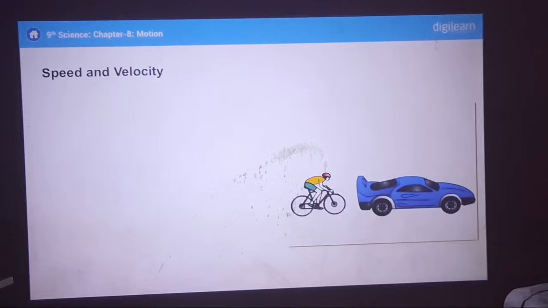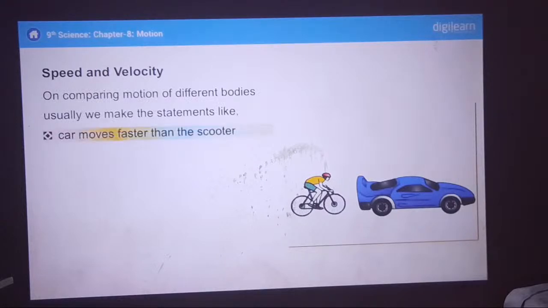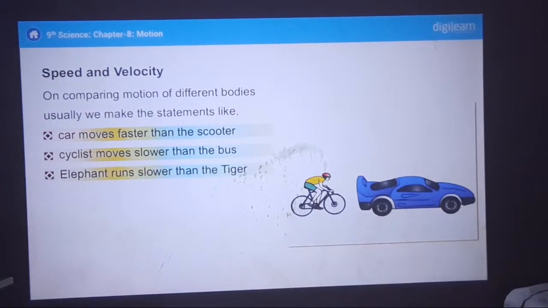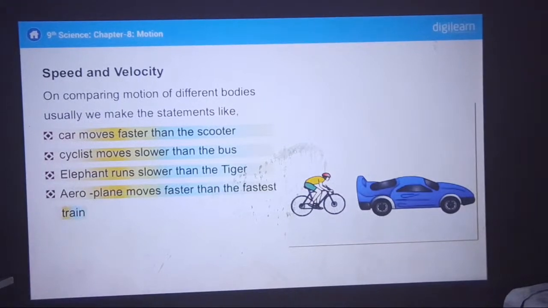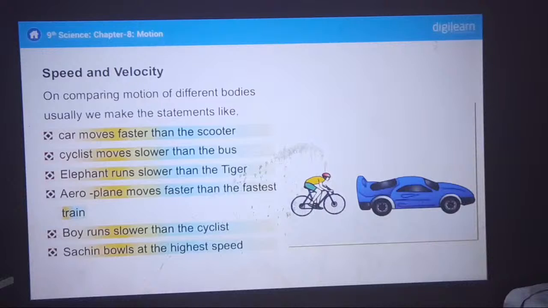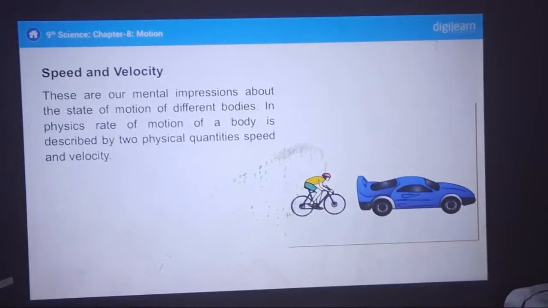Speed and velocity. On comparing motion of different bodies, usually we make statements like: Car moves faster than the scooter. Cyclist moves slower than the bus. Elephant runs slower than the tiger. Aeroplane moves faster than the fastest train. Boy runs slower than the cyclist. Sachin goes at the highest speed. These are our mental impressions about the state of motion of different bodies.